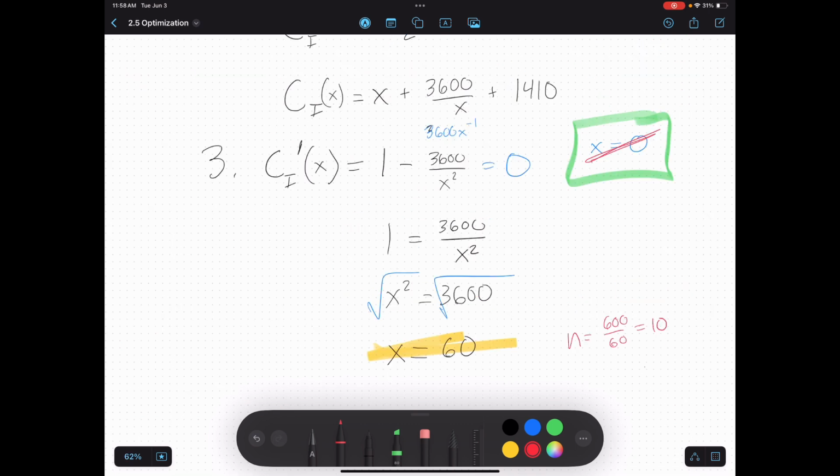So that's the trickiest one on your homework. Hopefully the other ones you'll be able to get on your own.